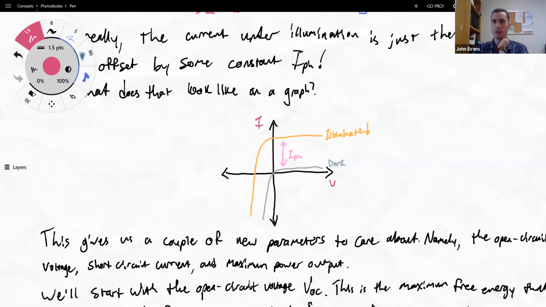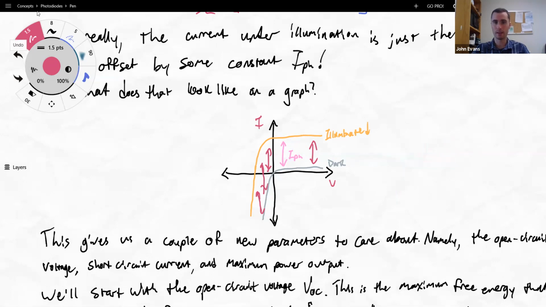So this is offset by the photocurrent in all places. I didn't draw it super great, but it's offset by photocurrent here, it's also offset by photocurrent here, and there and there. Again, I'm not doing a great job of drawing this, but I think you get the idea that literally you just take your ideal diode curve and translate it up by an amount equal to the photocurrent.